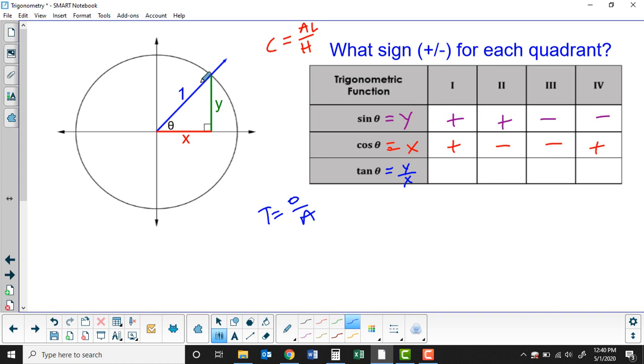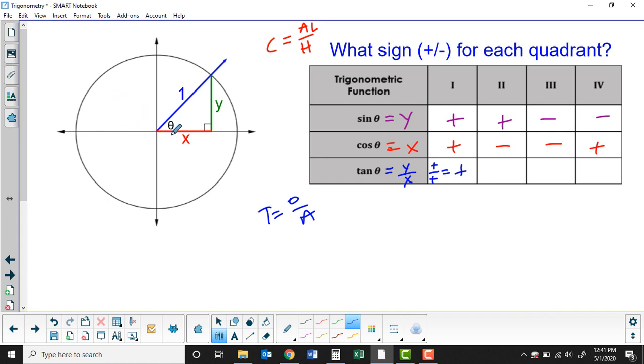So in quadrant 1, is your y positive or negative? It's positive over, and what is your x over here? Well, it is also positive. Up here, all x's and y's are positive in quadrant 1. So positive over positive is positive. What about in quadrant 2 over here?